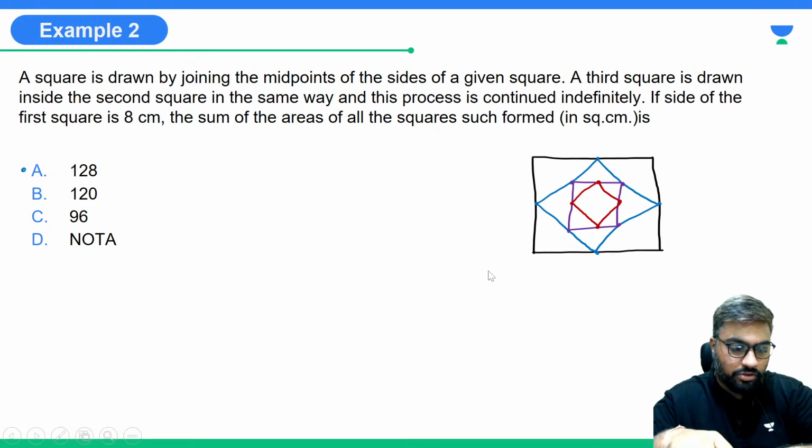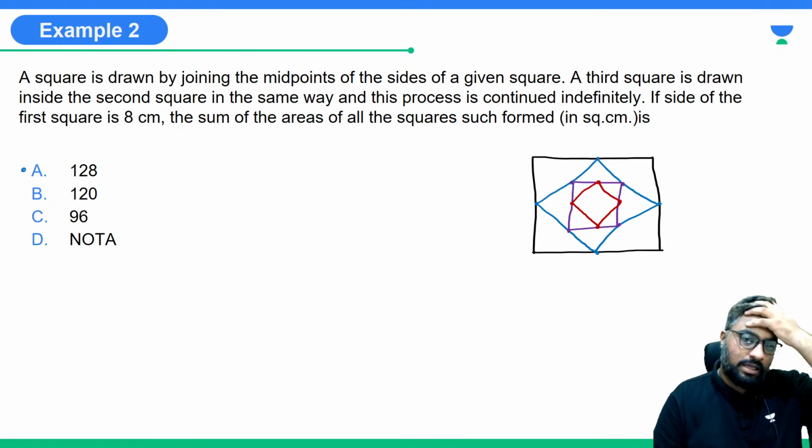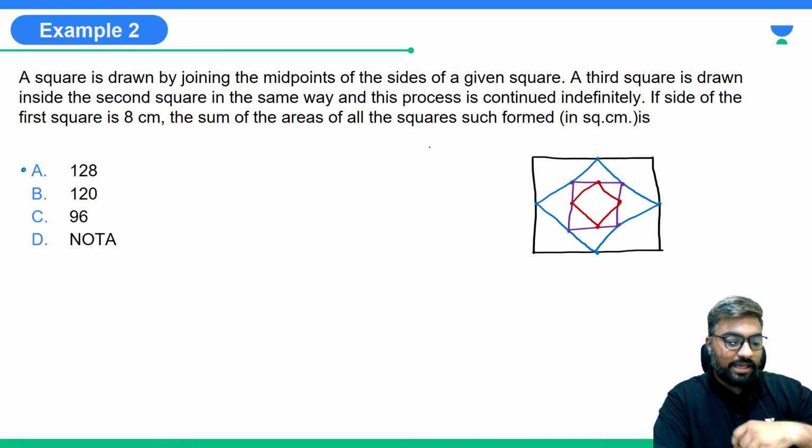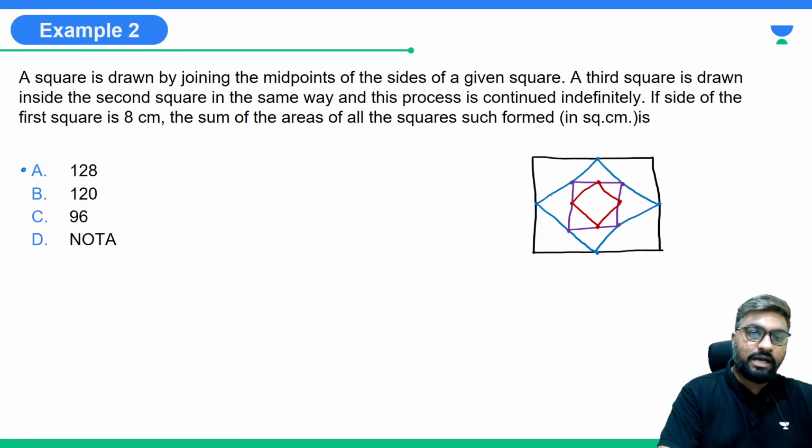At the microscopic level, if you keep zooming out and zooming in, squares keep getting formed. So they are asking what will be the sum of the areas of all these squares if the length of the outer square is given to us as 8. So if its side is 8, that means the midpoint: this will be 4, this will be 4.